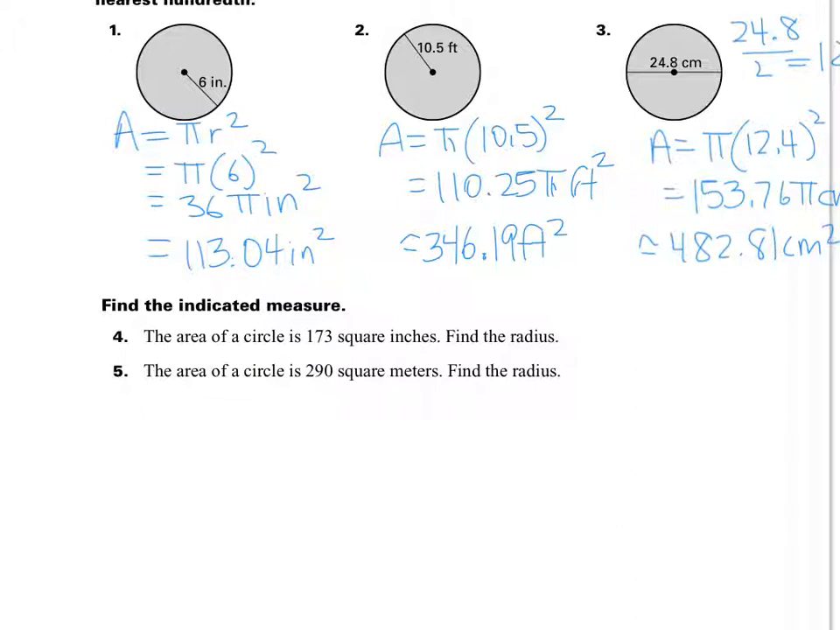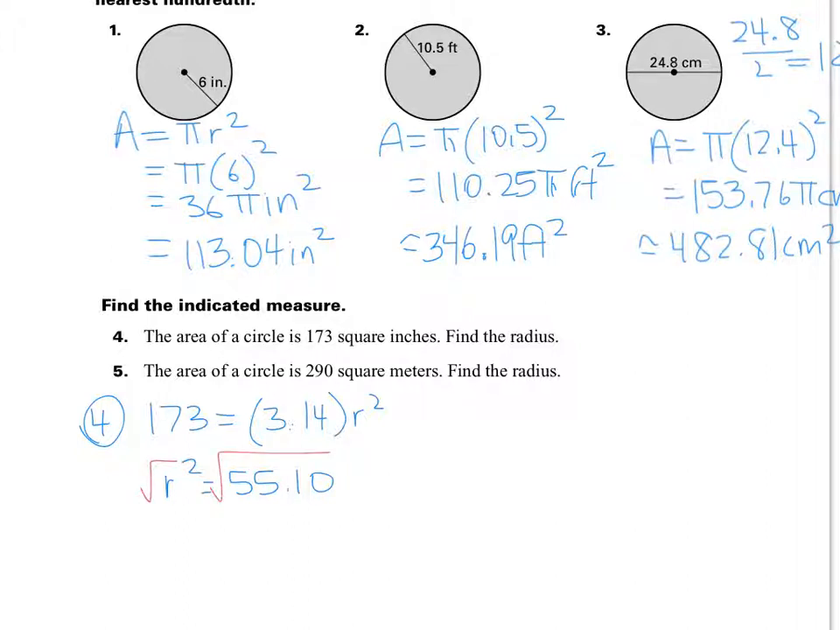Okay, so we're given area this time, and it wants me to find the radius. So I need to divide by 3.14, and I get r squared. And remember, to undo something being squared, I have to take the square root. So it is approximately 7.42 inches.